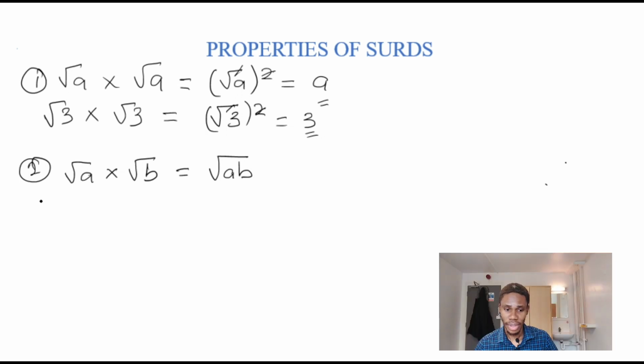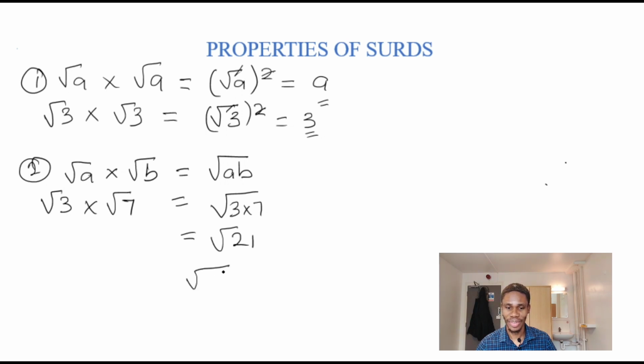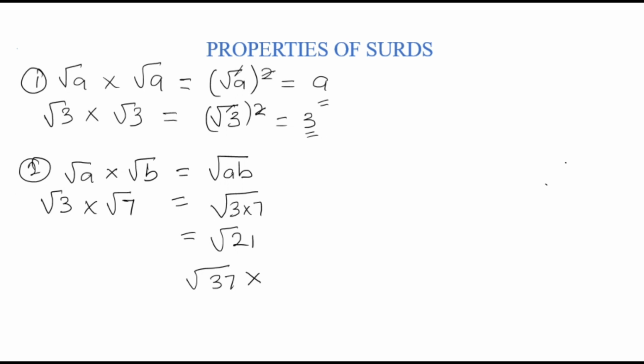So our example is square root of 3 times square root of 7. When you multiply it, you have square root of 3 times 7, which is square root of 21, and not square root of 37, because they are actually multiplying each other. 3 times 7 is 21. Let's move on to our third property.